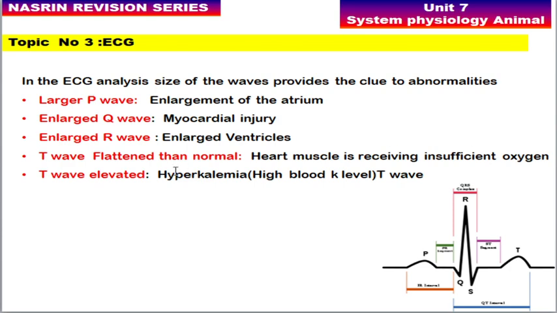The T wave might be normal in other circumstances. If the T wave is elevated, it indicates that the blood potassium level is high. That is a hyperkalemia condition.